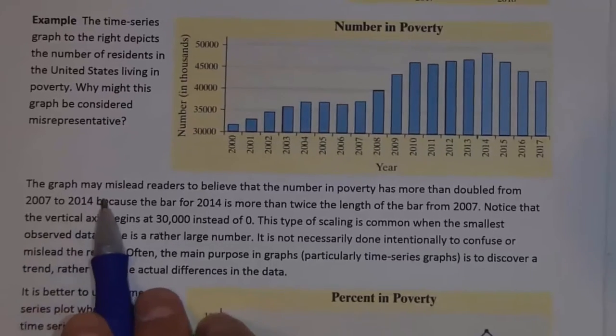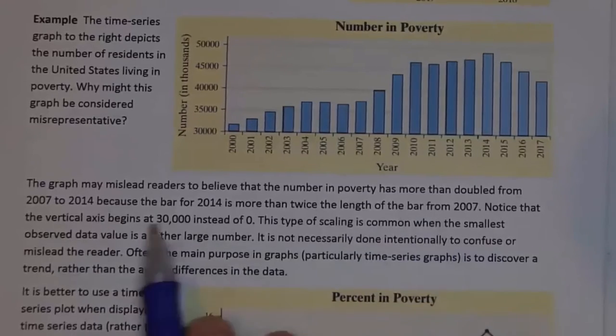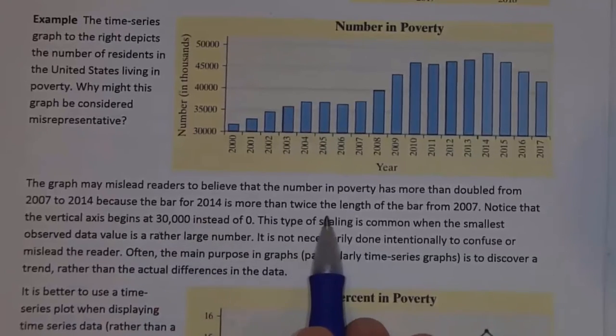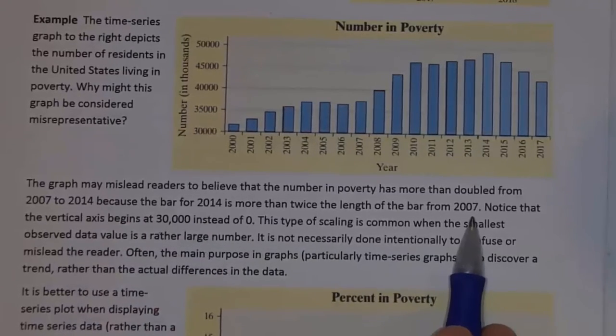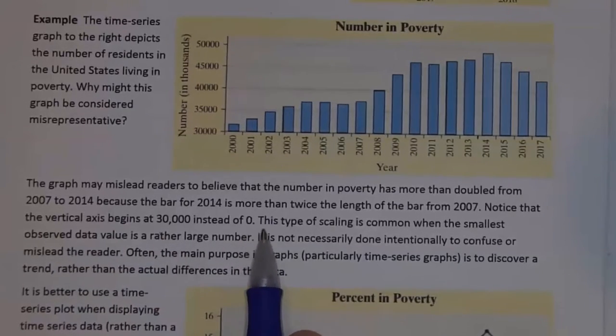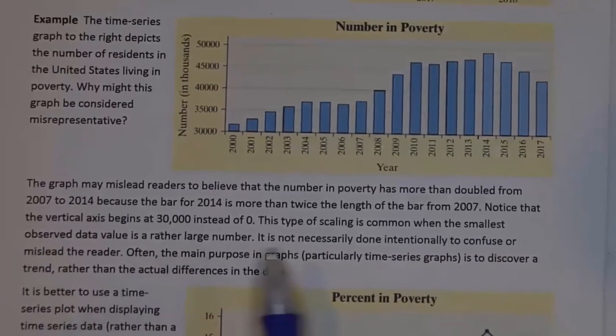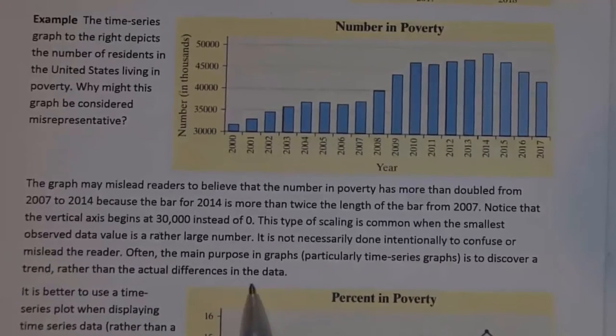So the graph may mislead readers to believe that the number in poverty has more than doubled from 2007 to 2014 because the bar of 2014 is more than twice the length of the bar from 2007. Notice that the vertical axis begins at 30,000 instead of 0. This type of scaling is common when the smallest observed data value is a rather large number. It is not necessarily done intentionally to confuse or mislead the reader. Often the main purpose in the graph, particularly in time series graphs, is to discover a trend rather than the actual differences of the data.